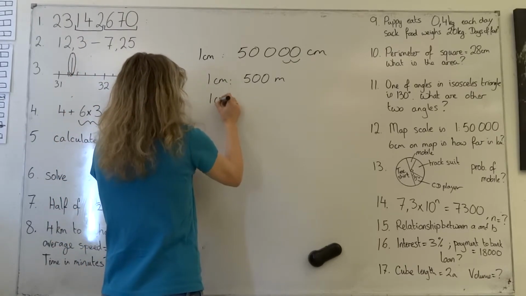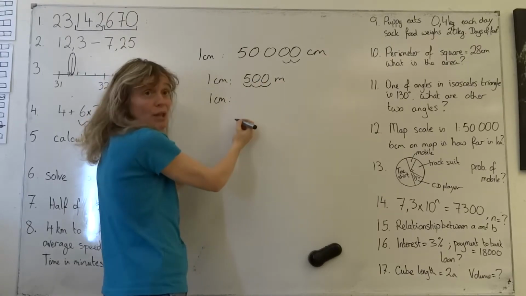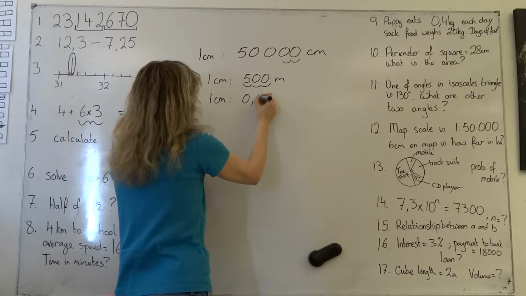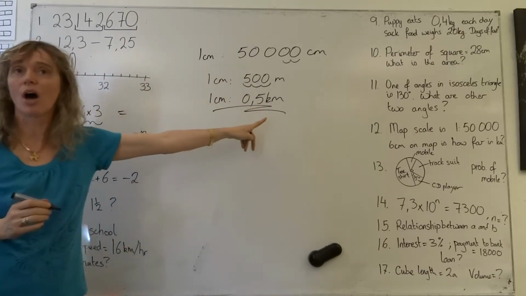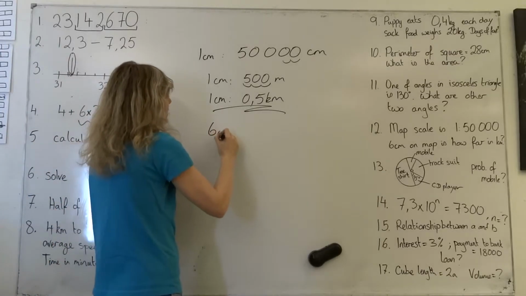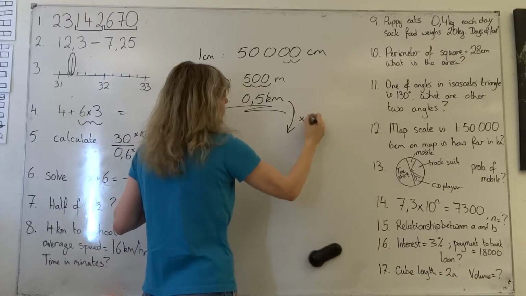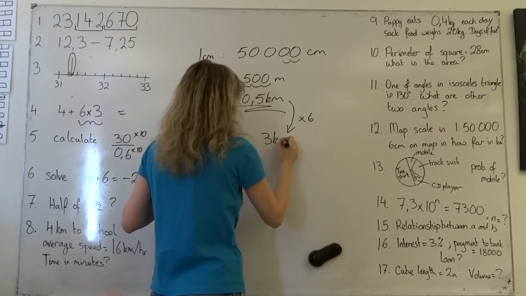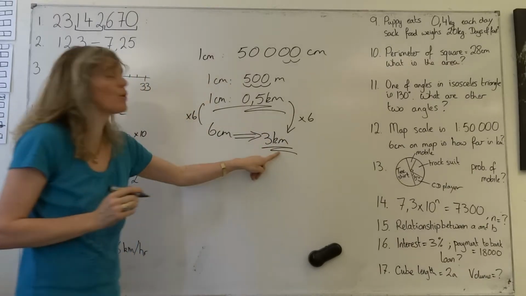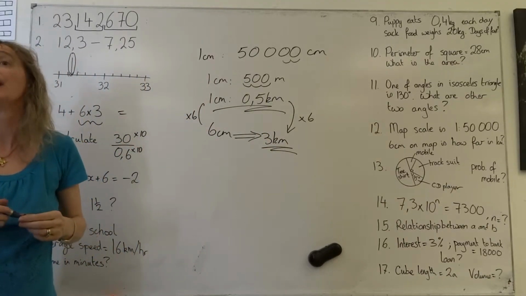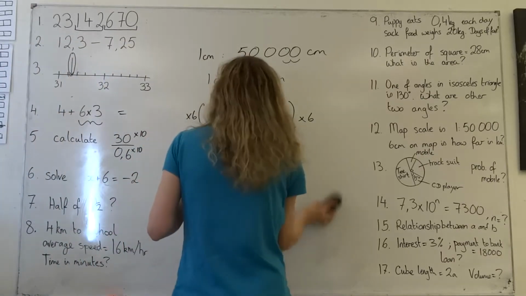Let's change it to kilometres. That gives us that 1 centimetre is equivalent to, move it back 3 places for kilometres, half a kilometre. Okay, if I now know that 1 centimetre is half a kilometre, how big is 6 centimetres? Well, that's just times 6. So we'd times this one by 6 as well. We'd get 3 kilometres. So 6 centimetres on our map is equivalent to 3 kilometres in reality. And I think that's the easiest way to do those ones.